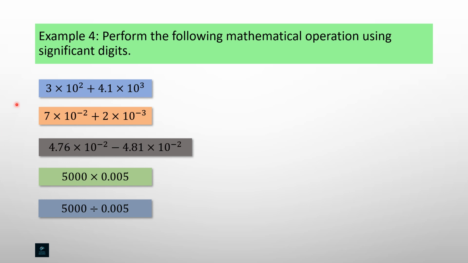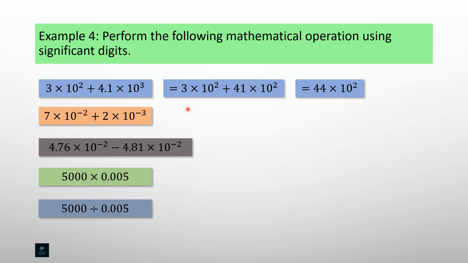In the first expression here, we have the first term having one significant digit and the second term having two significant digits. Therefore, the final value will also have one significant digit. To add, we have to match the exponent terms. Therefore, 4.1 times 10 to the power 3 can be written as 41 times 10 to the power 2. Adding the base terms, we get 44 times 10 to the power 2, and dropping off the insignificant digit, we get 4 times 10 to the power 3.